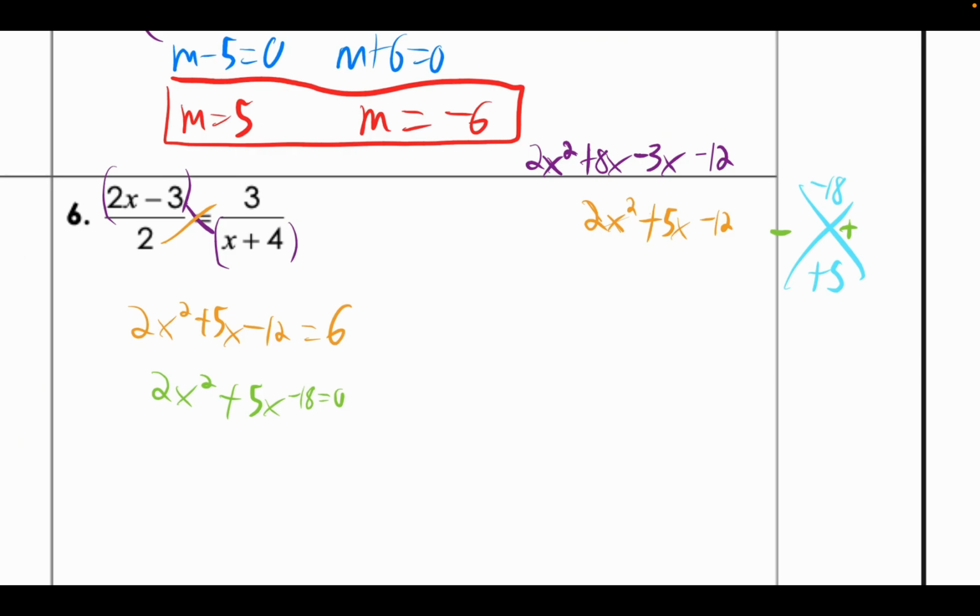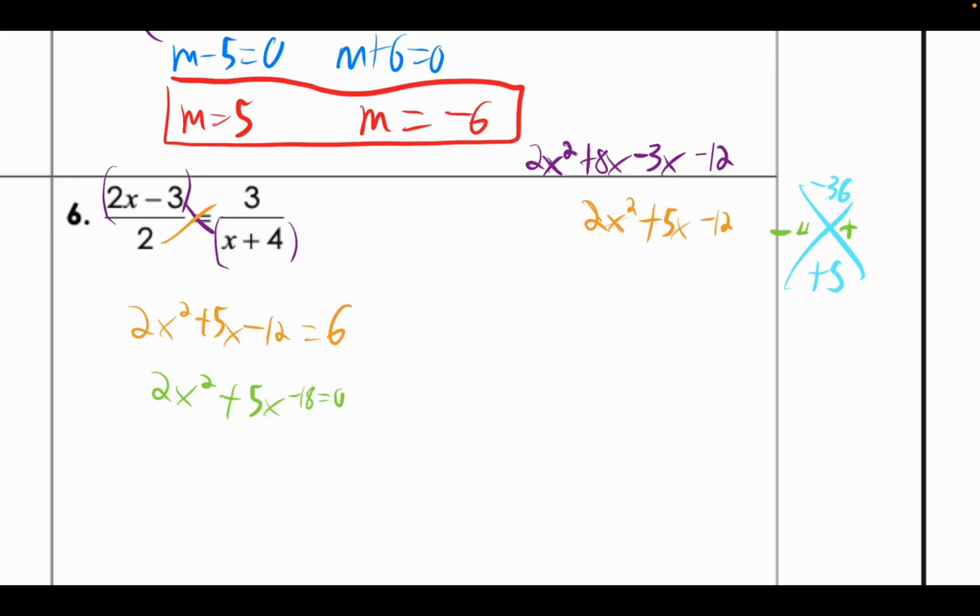Oh, it's not negative 18 at the top. That's why I'm not finding anything that's working here. It should be negative 36 on the top. I apologize for that. I'm not sure where I got negative 18. Oh, I just did the c term instead of doing the a times c, which is negative 36. This is going to have a much easier time working.